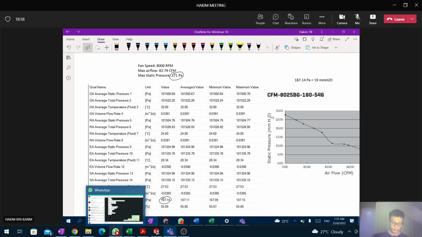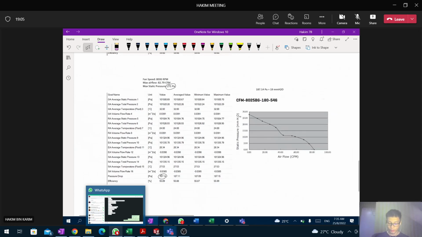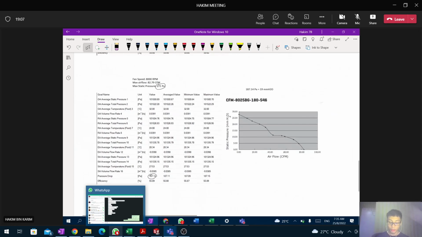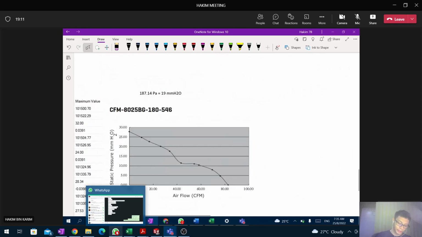Also, the static pressure is higher than the pressure drop. It means that the fan can overcome the pressure drop with the heat exchanger. How about we try to use this graph again? Since, like I mentioned earlier, the pressure drop is 187 Pascal or 19 mm H2O, which is around here.